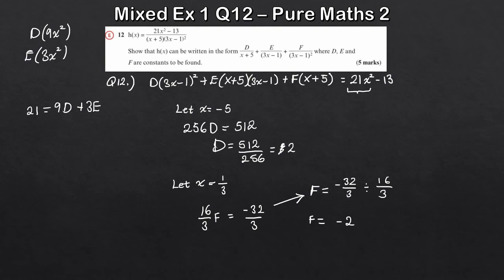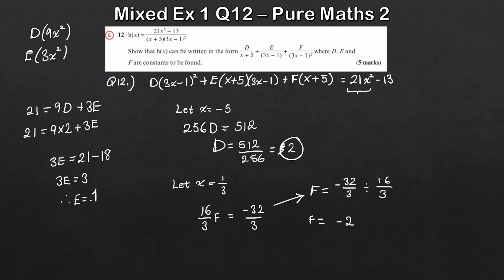But don't forget, we know what d is equal to. We know d is 2. We've already worked that out. So 21 is equal to 9 times 2 plus 3e. So in that case, 3e is equal to 21 minus 18. So 3e is equal to 3. So in that case, e is just simply 1 there. Okay.